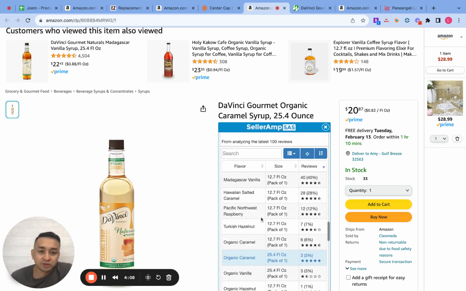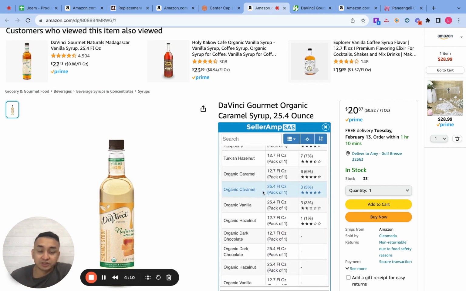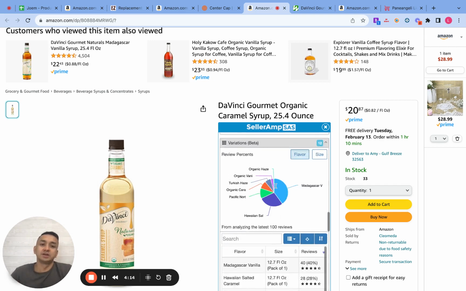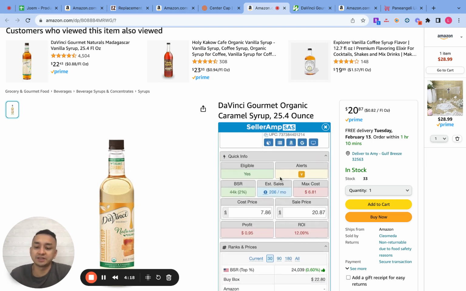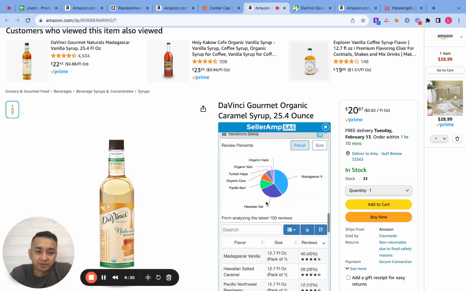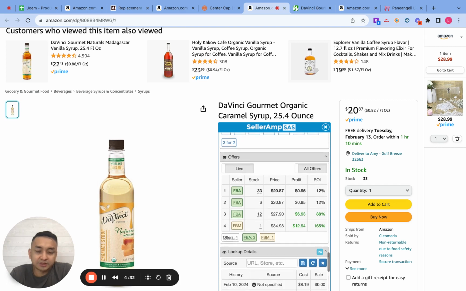So for this one, this exact variation, organic caramel, is getting only 3% of all the sales. So now I would take 3% of 206. So 206 times 0.03 is about 6 sales per month. So this variation is only getting 6 sales per month, right? And it's also giving you a low ROI.